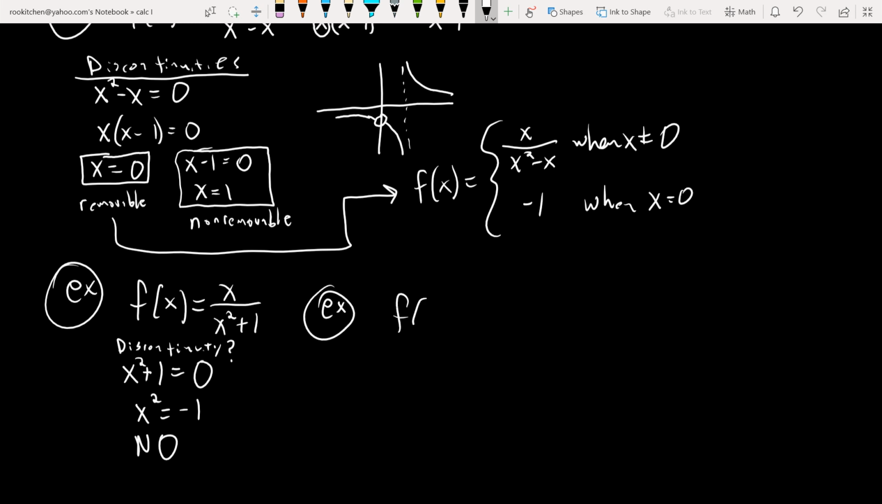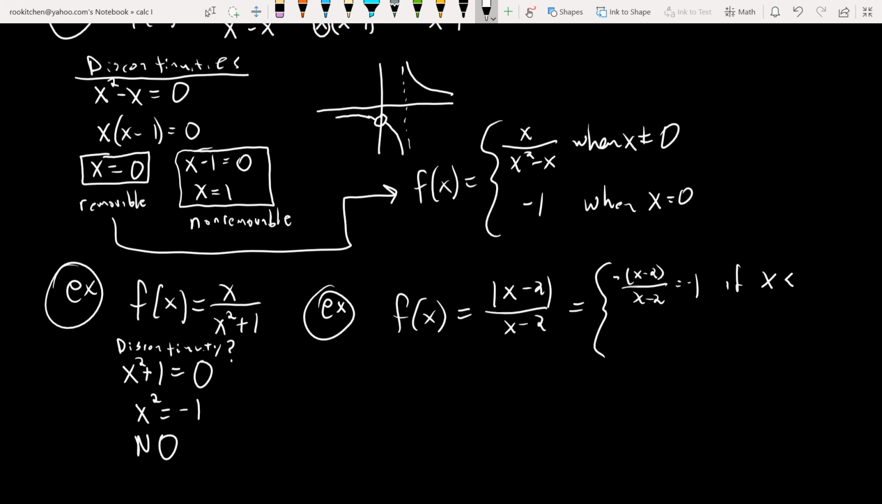You could have jump discontinuities, so something like absolute value of x minus 2 all over x minus 2. As a piecewise function, what is that? Well, it's negative x minus 2 all over x minus 2, which equals -1 if x is less than 2. And then it's x minus 2 over x minus 2, which equals +1 if x is greater than 2.